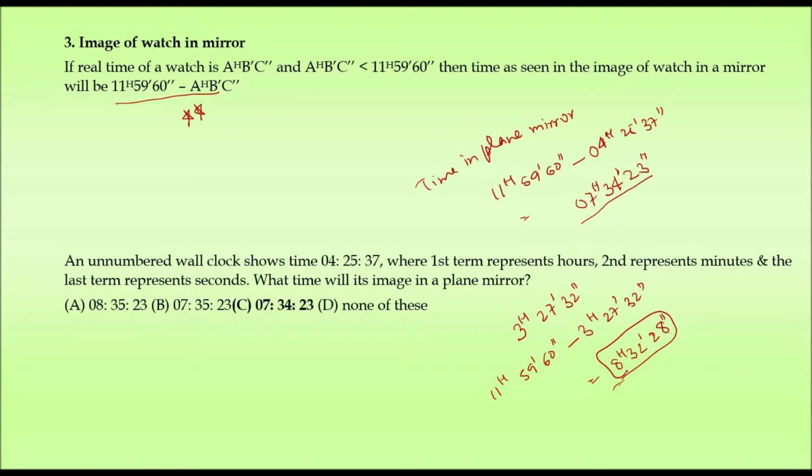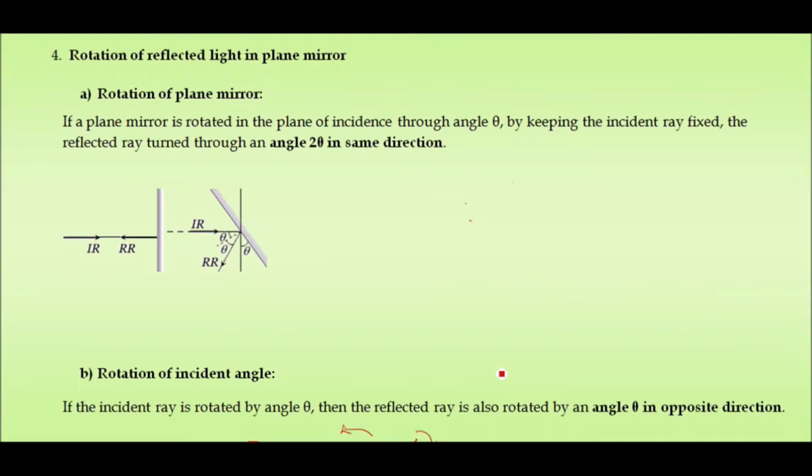Now we will see the next concept, rotation of reflected light in plane mirror. We divide this into three parts. First is the rotation of plane mirror keeping the incident ray fixed, second is the rotation of incident ray keeping the plane mirror fixed, and in the third section we will rotate both the incident light ray and the plane mirror. So first we will see rotation of plane mirror.